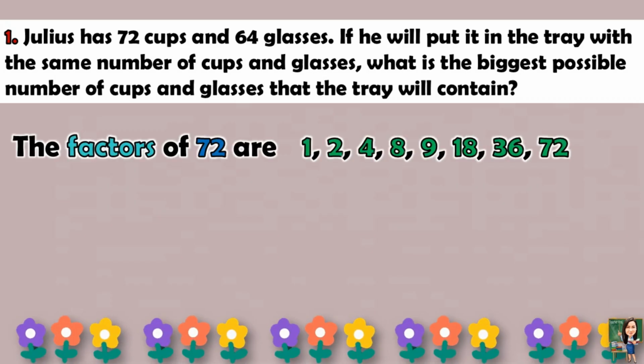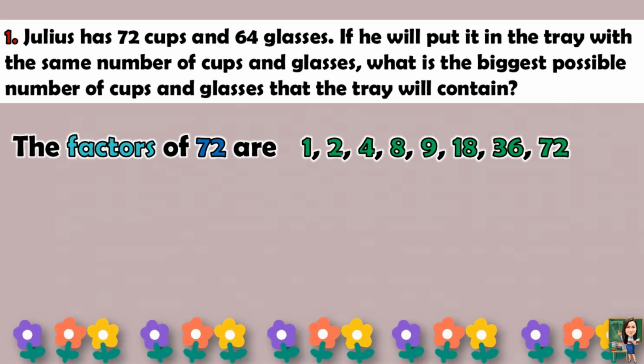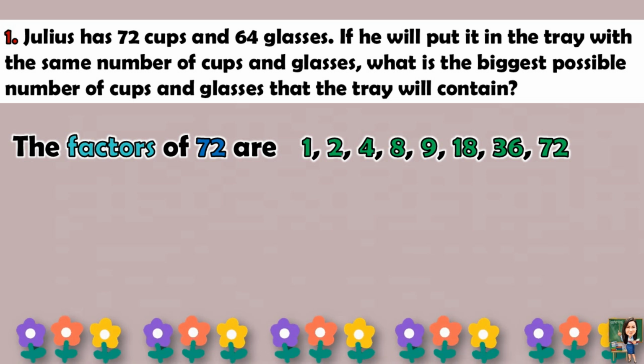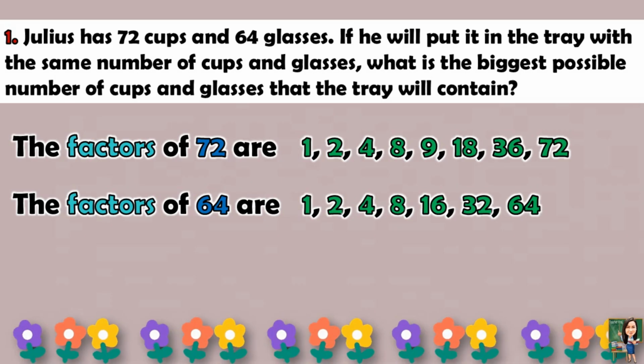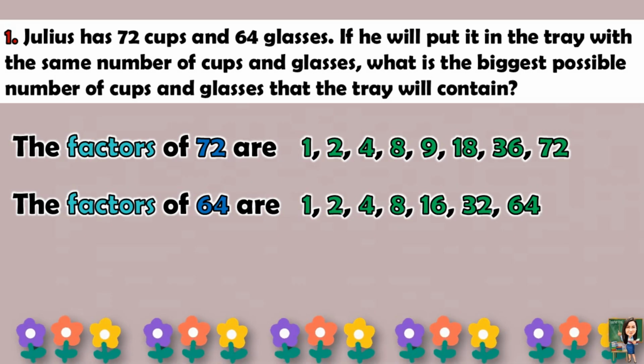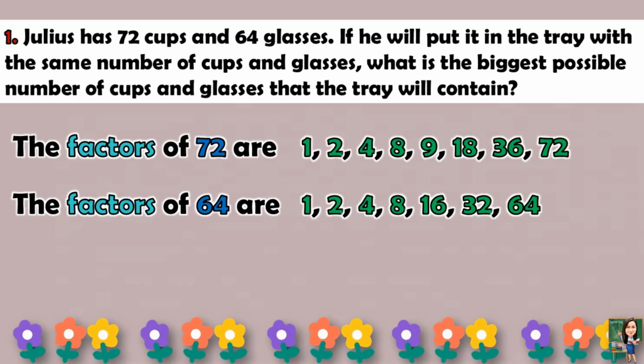The factors of 72 are 1, 2, 4, 8, 9, 18, 36, 72. The factors of 64 are 1, 2, 4, 8, 16, 32, and 64. So 72 is the number of cups and 64 is the number of glasses. So the greatest common factor of 72 and 64 is 8.